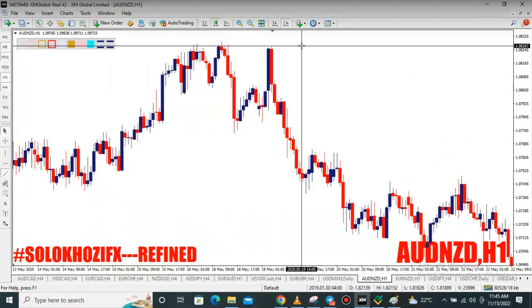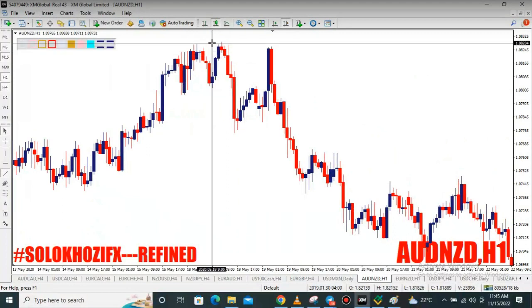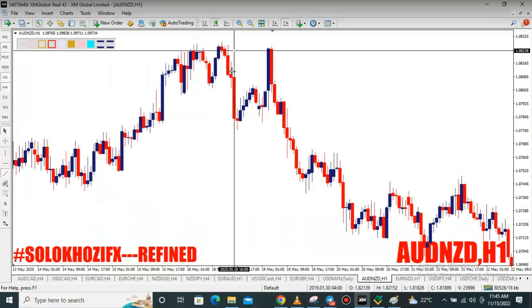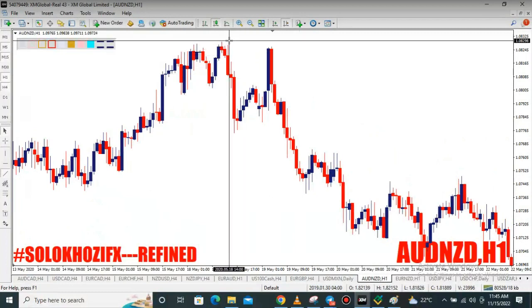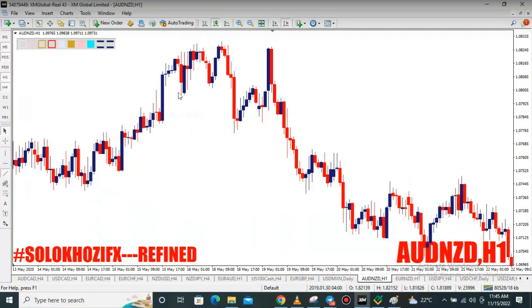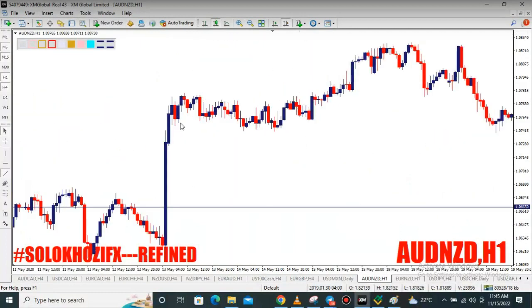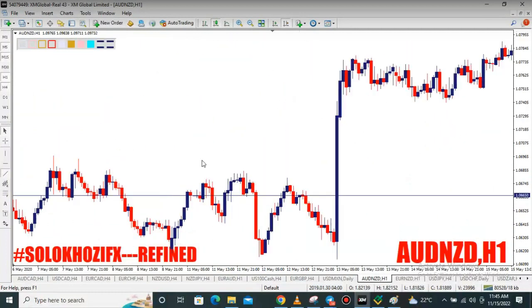I wouldn't recommend this. The wicks here are almost equivalent. So you need to see a bit more difference between the wicks. So I wouldn't recommend that one.